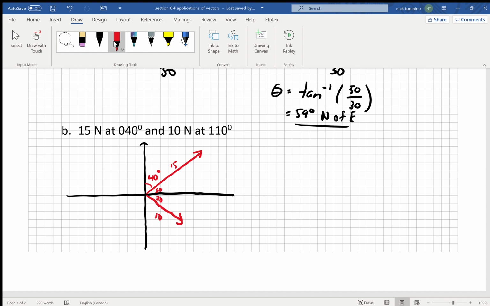So what we're going to do now, in order to add them, is we have to shift one of the vectors. So I'm going to shift the 10 Newton vector, okay, and that's going to come right there.